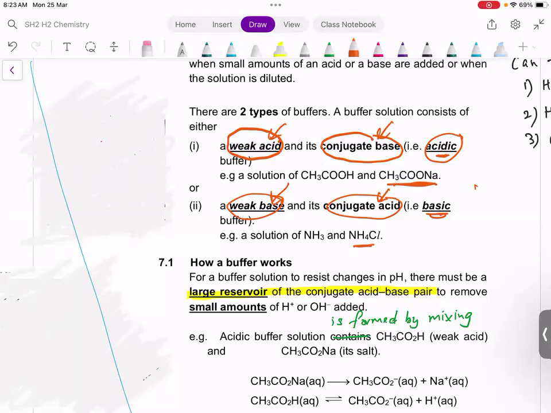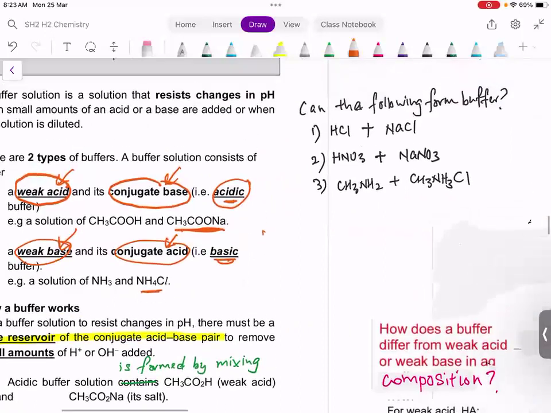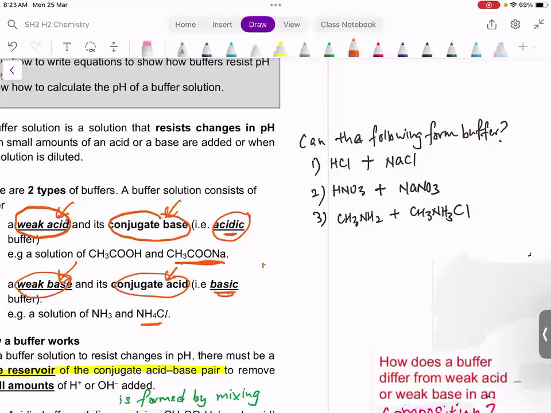Okay, so no matter what, there must be a weak acid or weak base as a component of your buffer. So very quickly, let's look at this 1, 2, 3 mixture. Which of the following are buffers?